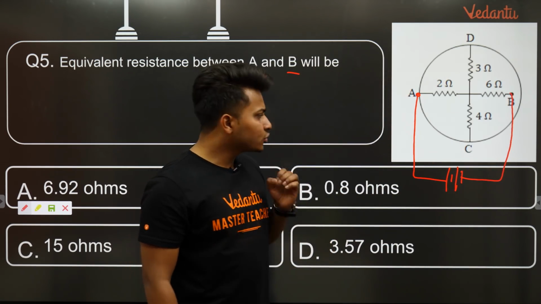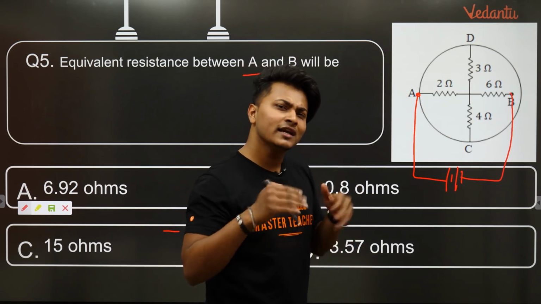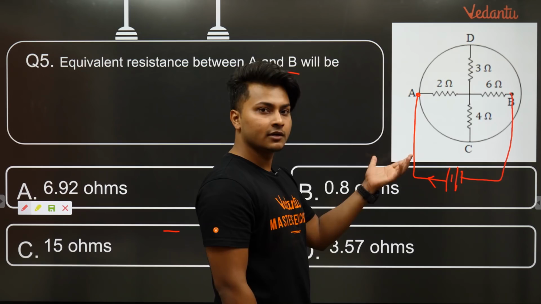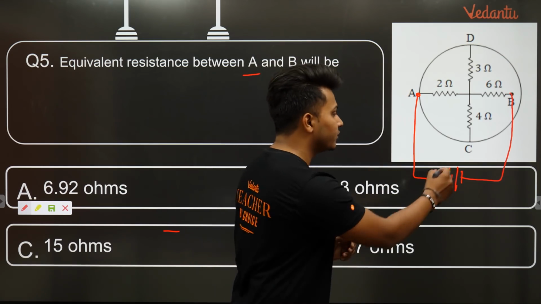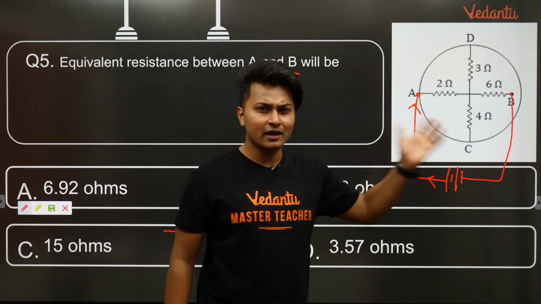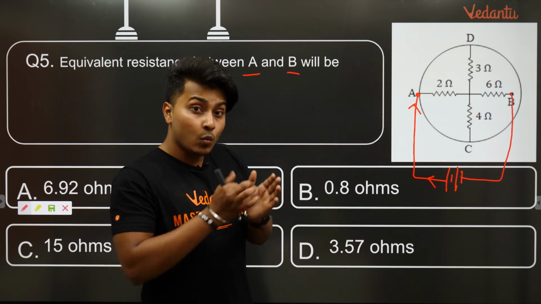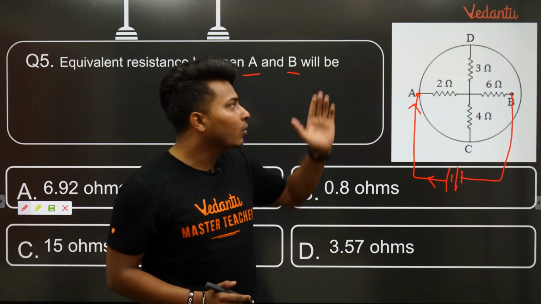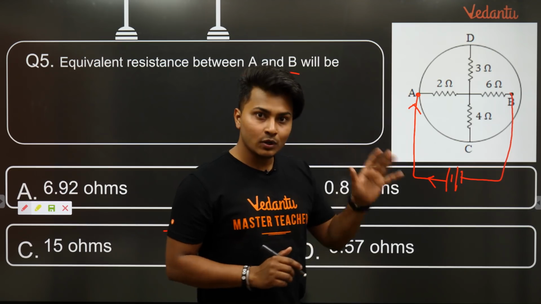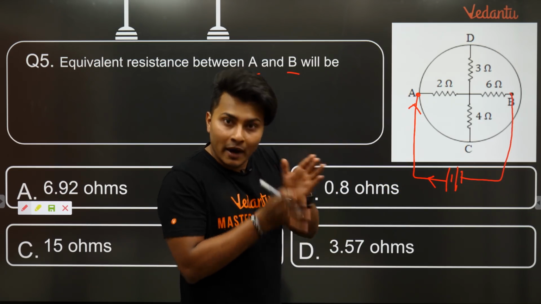Second thing you need to do: just draw the current direction. Let's see what happens. Current direction starts from the positive. Conventional current, isn't it? It starts from the positive side of the battery and goes to A. And my dear students, doesn't A look like a junction from where three wires are coming out? One going towards D, one going towards C, and one going towards B, isn't it? So what is going to happen? The current gets divided into three.